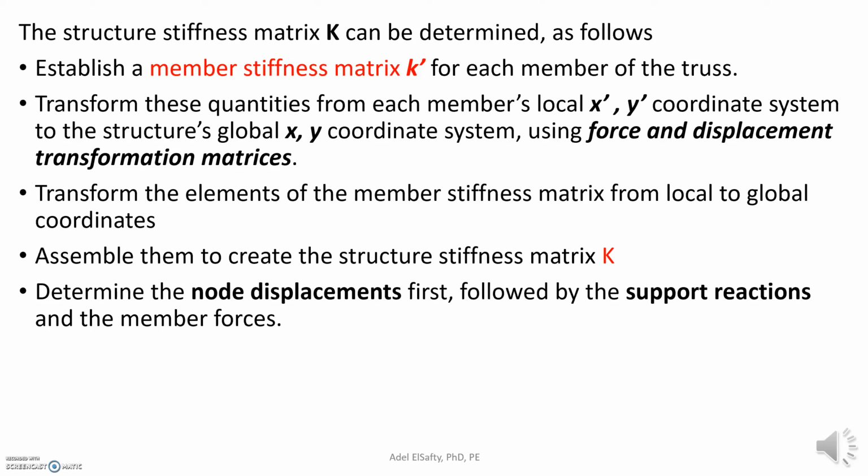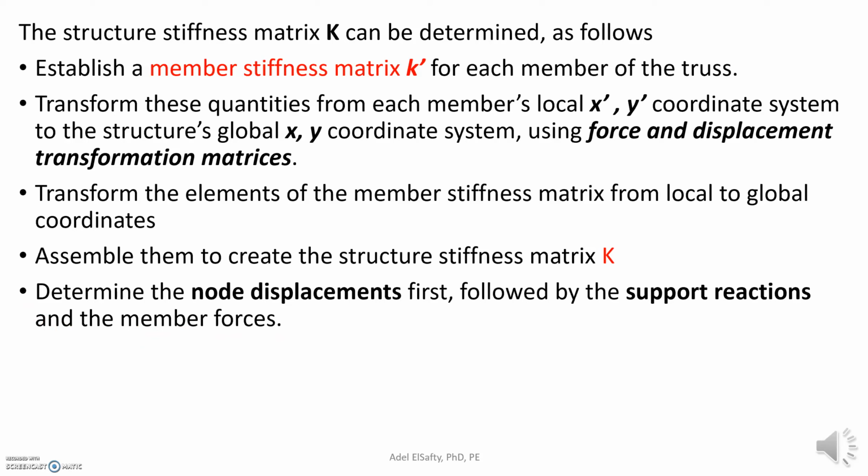And the way we do some sort of transformation between the local coordinate systems and the global coordinate system is going to be using a transformation matrix. So we have a transformation matrix for forces, and we have a transformation matrix for displacement. What do I mean by forces? What I mean by forces is that from the local forces along the member to the global forces of the structure, and also a matrix for the local displacements of the member to the global displacements of the structure. So this is very important for us to understand.